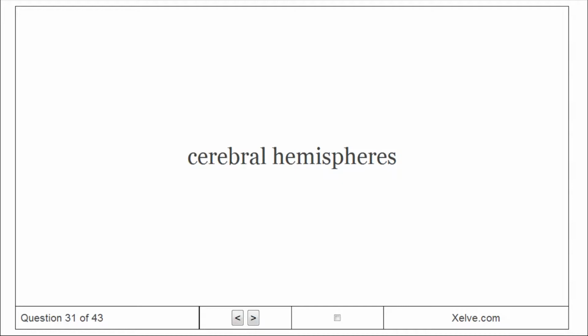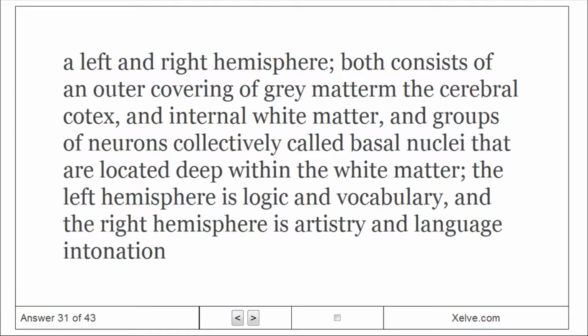Cerebral hemispheres. A left and right hemisphere, both consist of an outer covering of gray matter in the cerebral cortex, an internal white matter, and groups of neurons collectively called basal nuclei that are located deep within the white matter. The left hemisphere is logic and vocabulary, and the right hemisphere is artistry and language intonation.